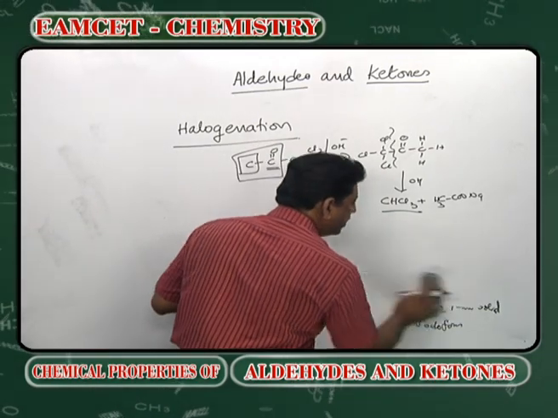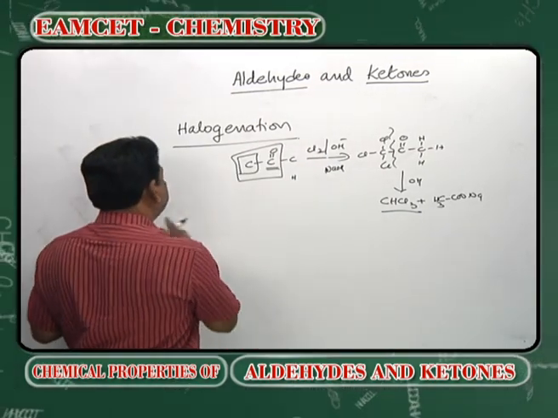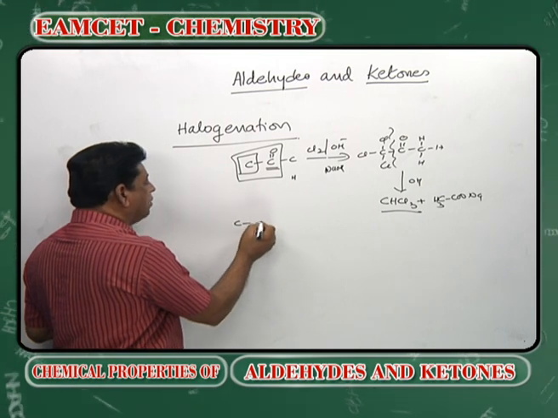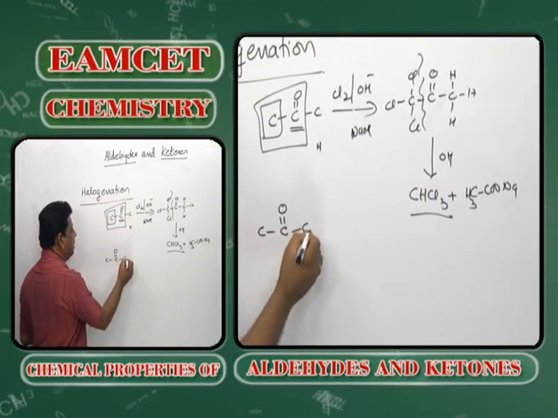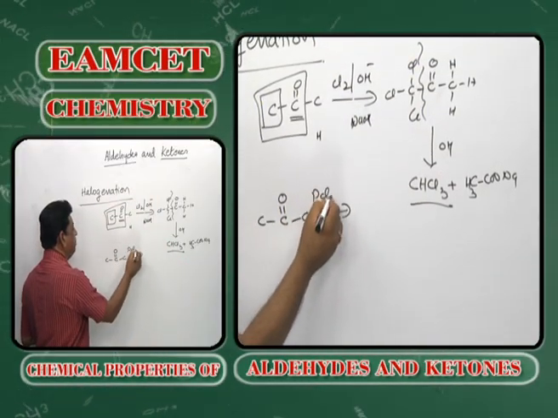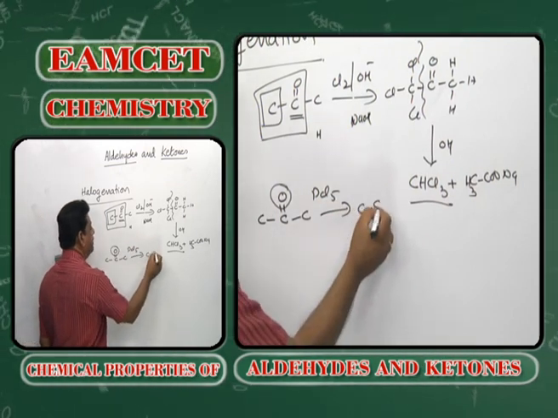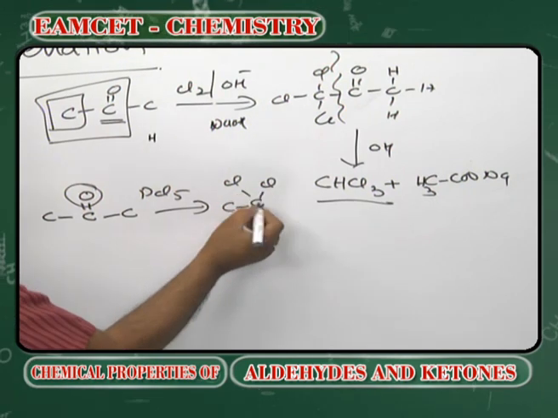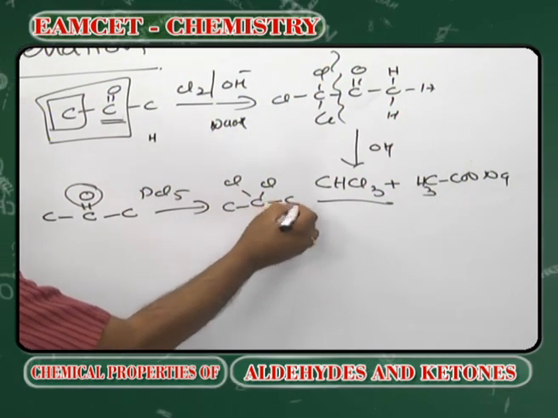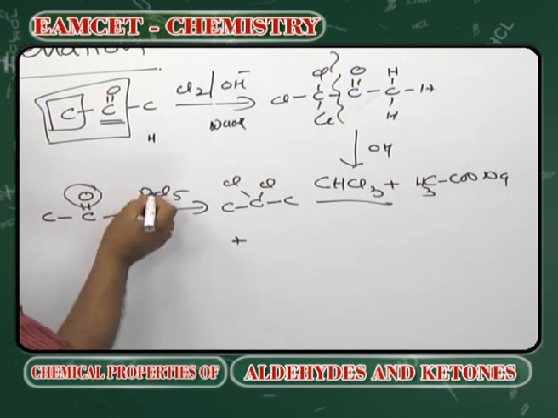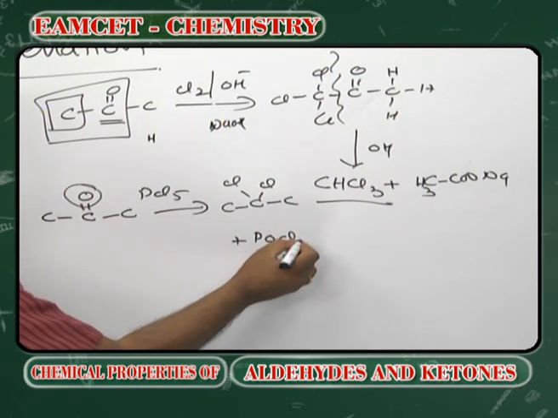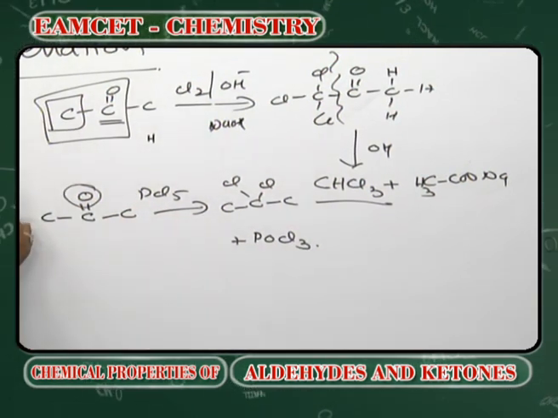However, the carbonyl compounds also undergo one more type of halogen reaction. All carbonyl compounds, when you treat them with PCl5, the oxygen will be replaced with 2 halogens. 2,2-dichloropropane will be formed, plus that oxygen is given here, POCl3 is formed. This is the third type of halogenation.